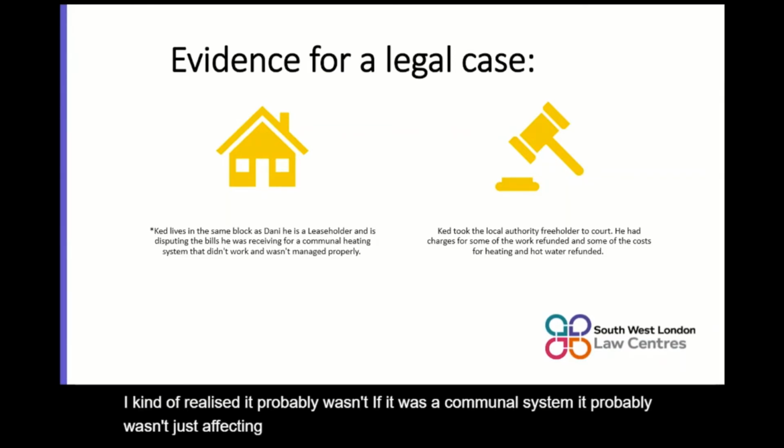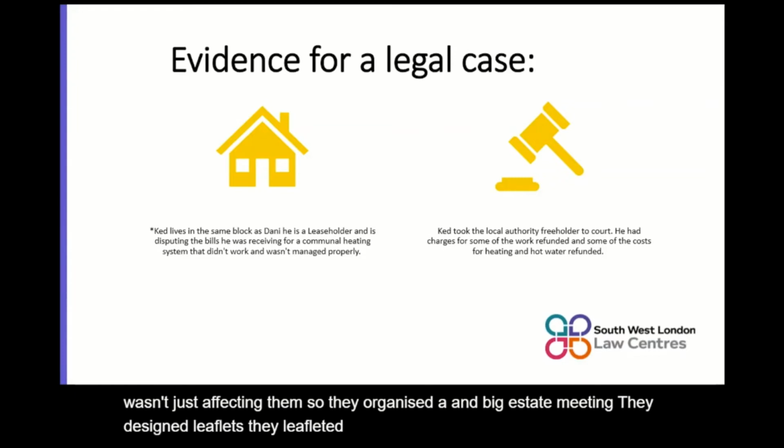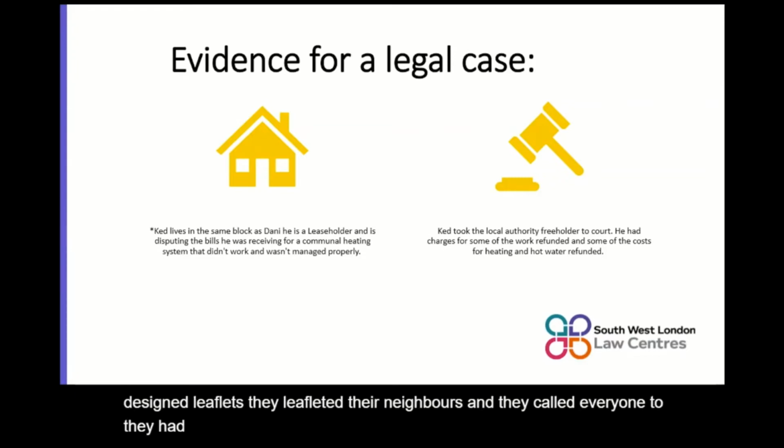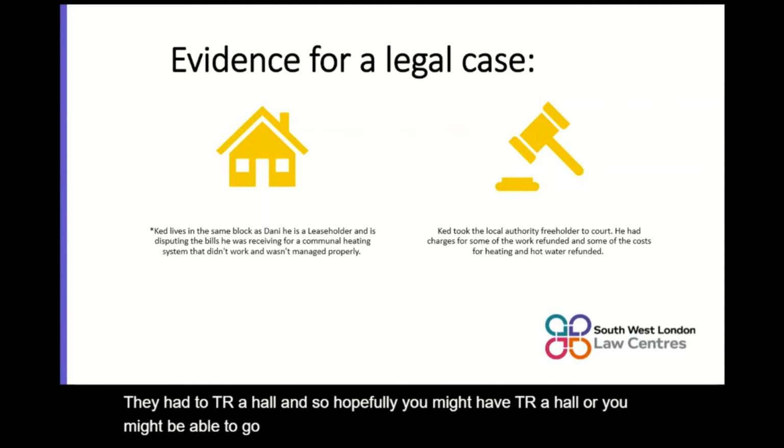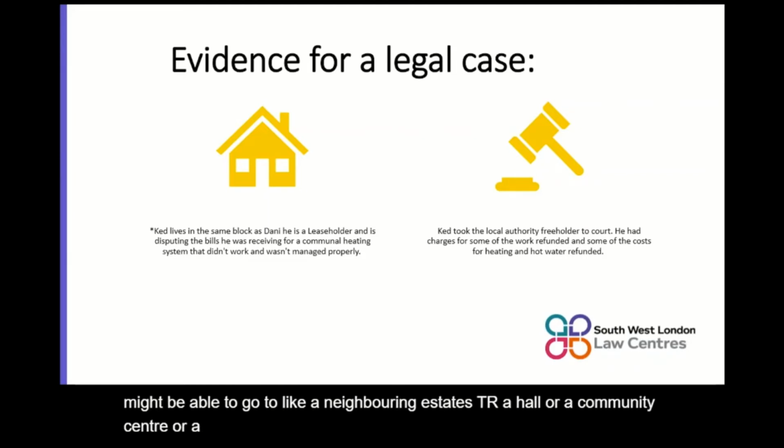So they organised a big estate meeting, they designed leaflets, they leafleted their neighbours, and they called everyone to a TRA hall. Hopefully you might have a TRA hall, or you might be able to go to a neighbouring estate's TRA hall or a community centre or a cafe or something to organise in. It is important to have a physical space to organise in, when you're able.